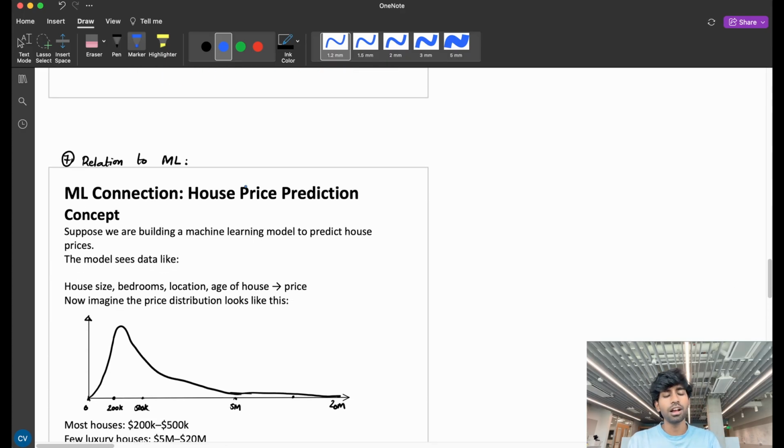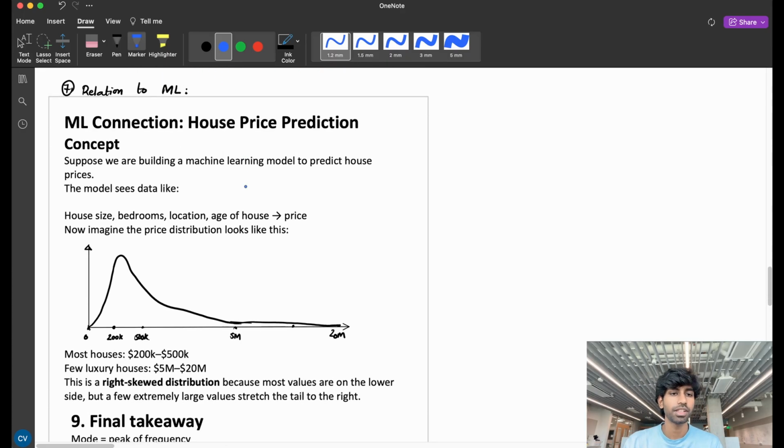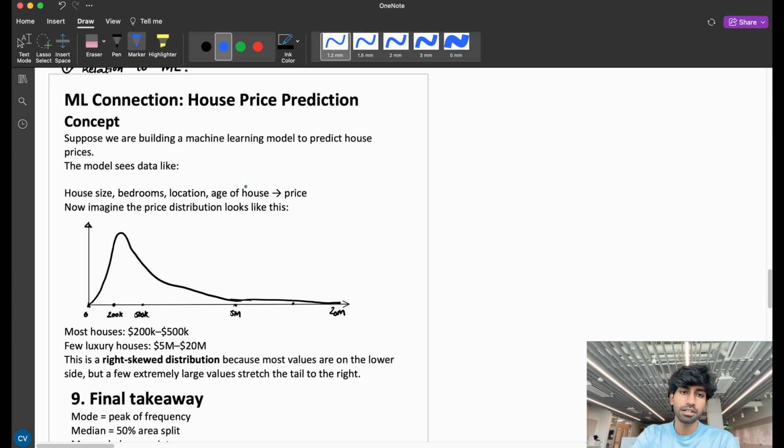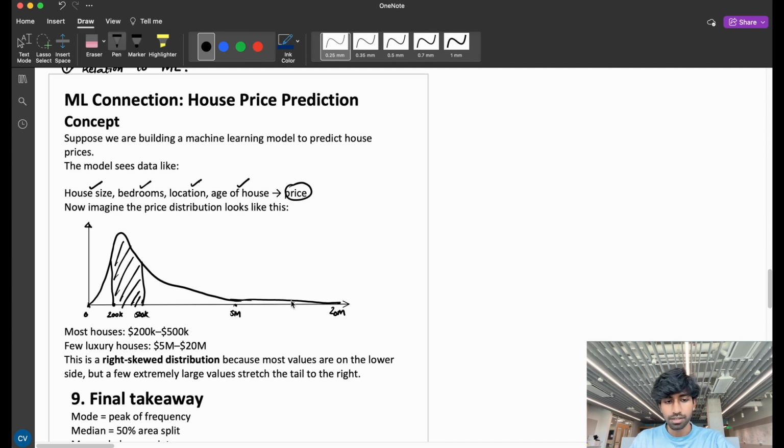So how does it all relate to ML, right? So yeah, let's consider a classic machine learning problem, which is the house price prediction problem. And we have a set of data points to predict the house price, which are house size, bedrooms, and the location and the age of house, and our goal is to predict the price of the house. So consider we have a right skewed distribution. Here most houses are around 200 to 500k, because here is where all your data is mostly concentrated. And a few luxury houses have 5 million to 20 million as their price.